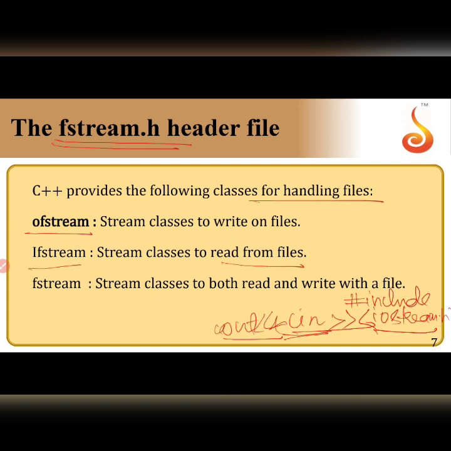So ifstream will only read from a file, ofstream will write to a file. But if I want to do both, that is read and write, then I can have fstream. fstream will allow me to read from a file and write to the file, whereas ifstream will allow me to read from a file, and ofstream will allow me to write on files. Please make a note of it.